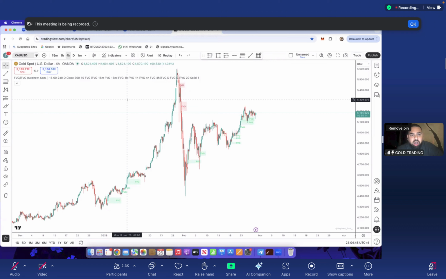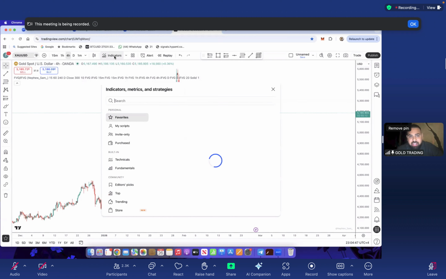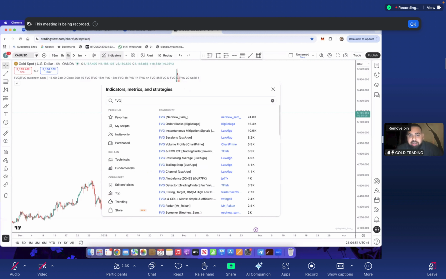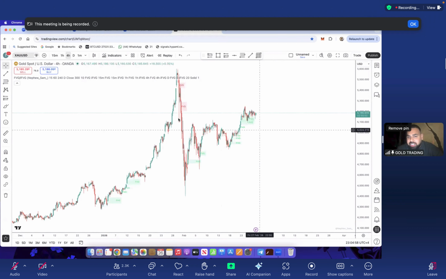And then I add an indicator in there called FVG, which stands for Fair Value Gap. It's this one right here. That's the one I click on. All that does is give me these rectangle boxes, as you can see, that are identified as FVGs, which stands for Fair Value Gap. What that does for me is it tells me where there's liquidity within the market.